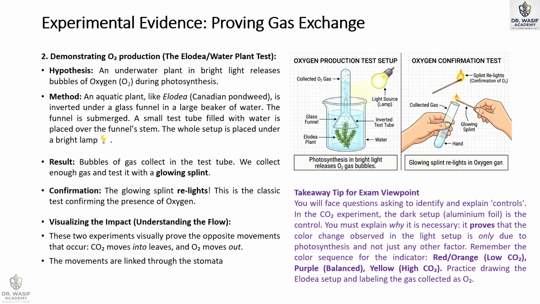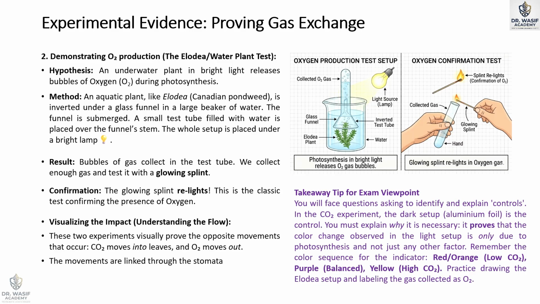From an exam viewpoint, you need to be very comfortable explaining controls. In our carbon dioxide experiment, the tube wrapped in foil was the control, because it proves that the color change in the light was not just a random event. It was specifically caused by light-driven photosynthesis.